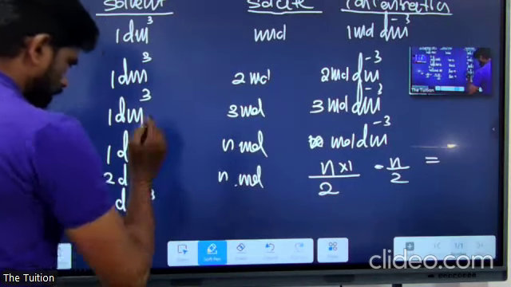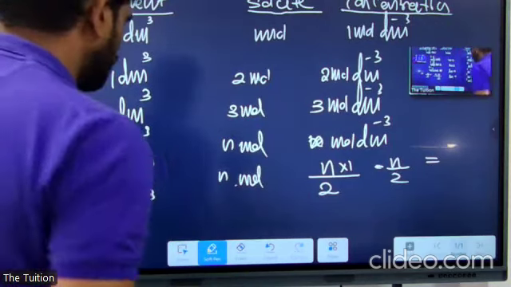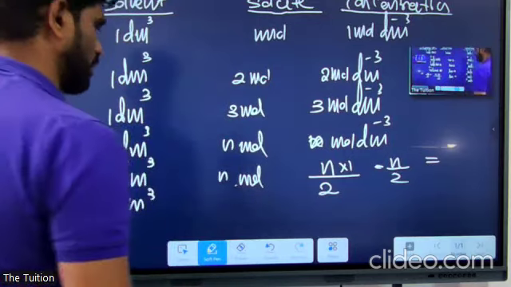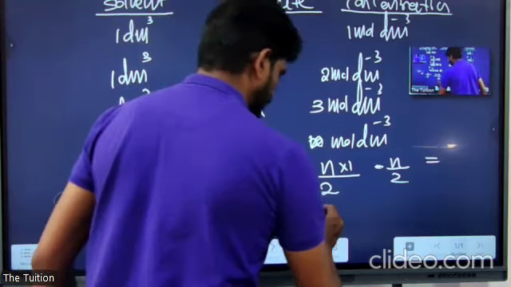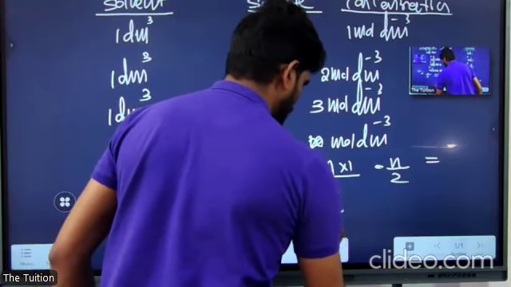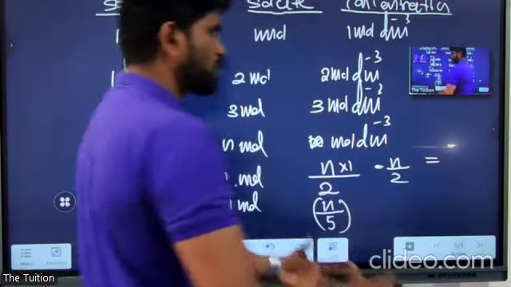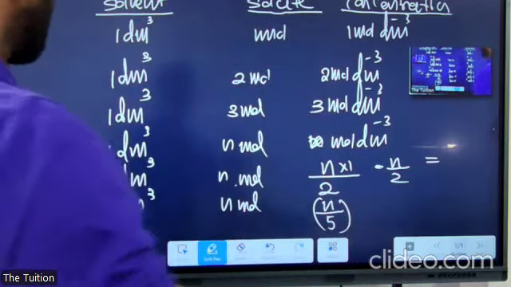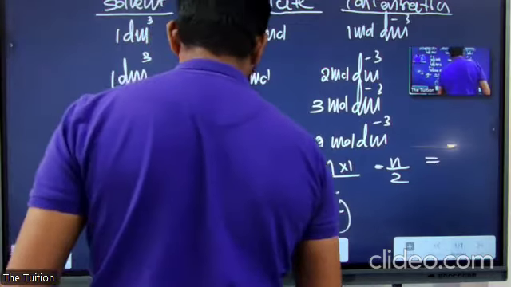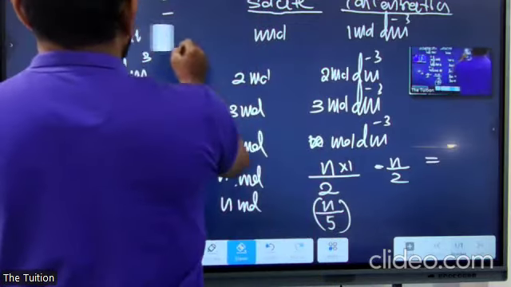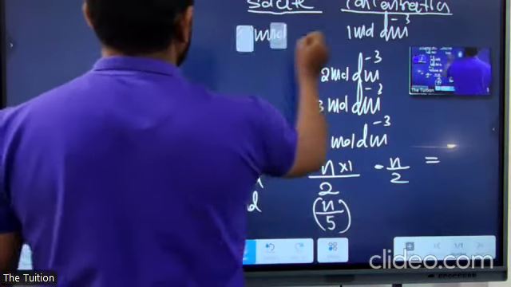Dissolve some amount of mole in 5 cubic decimeter. N mole in 5, that means N divided by 5. That's the concentration. Okay, can I erase this? Right, okay. I will erase this section.